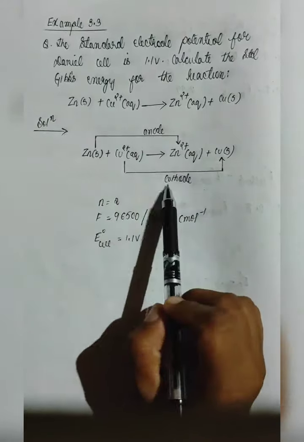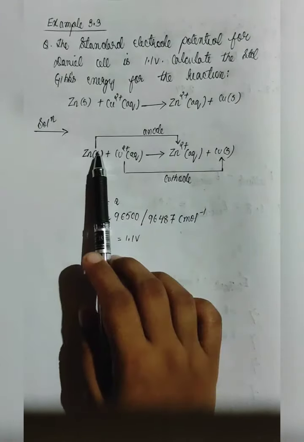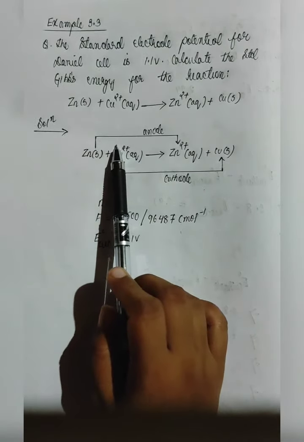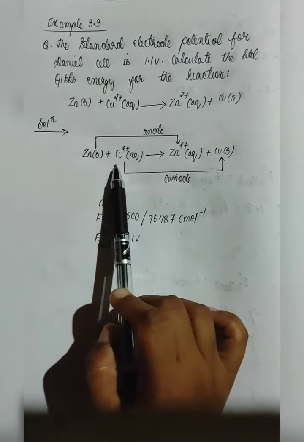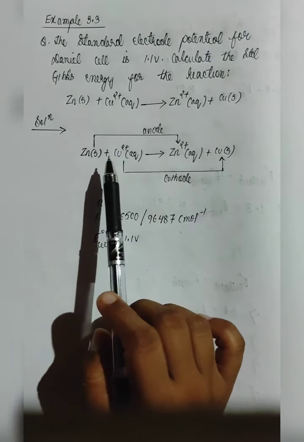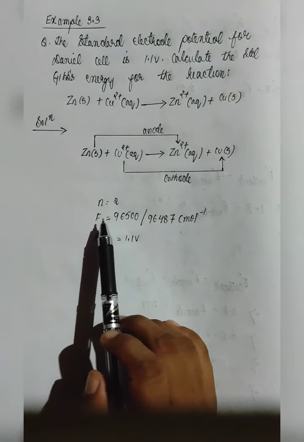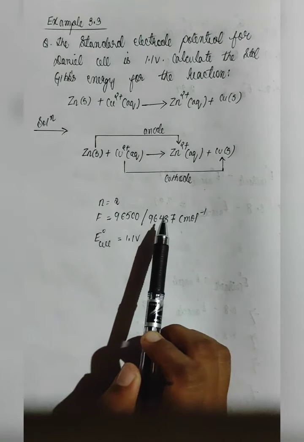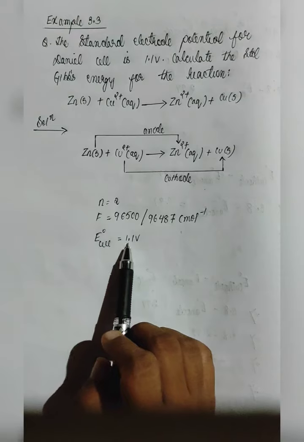So anode, cathode. n is the number of electrons participating in this reaction. So how many electrons are participating? 2 electrons are participating. Zn is losing electrons, giving them to Cu. By now I think it is clear how the electron transfer takes place. Now F, Faraday. For the Faraday value, you can take either 96500 or 96487. You will get the same answer. Now the E naught cell value is already mentioned, which is 1.1 volt.